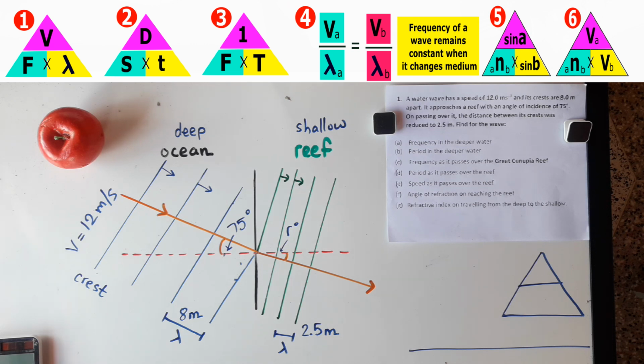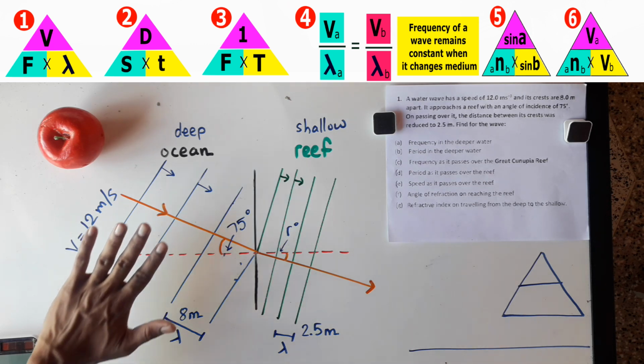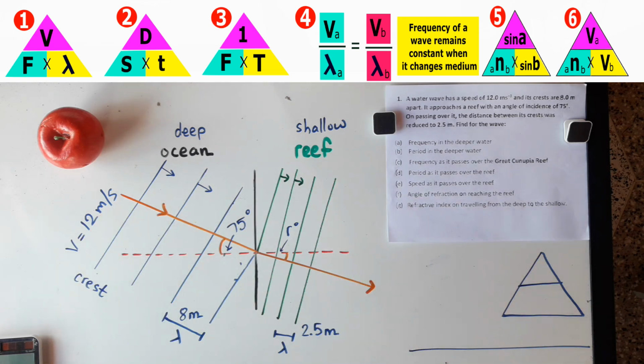Alright, so let's start. By the way, the only thing that's the same in the deep and the shallow is the frequency. So let's start off with A. Keep your eyes on the formulas at the top of the screen. A: what is the frequency in the deeper water? I have a feeling I'm going to end up using the first formula. Yes, the first formula: velocity is frequency multiplied by wavelength.